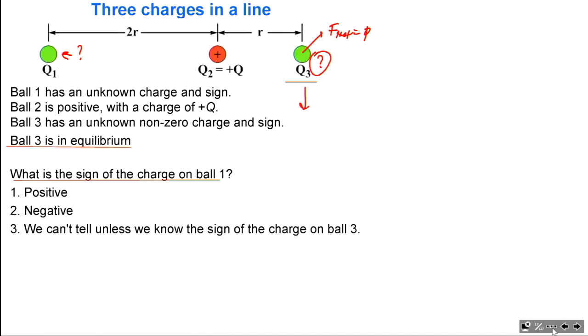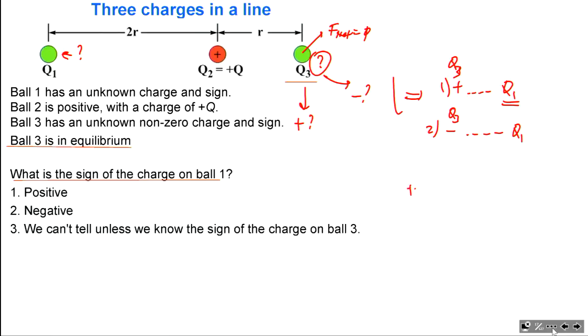Could it be positive? Yes, why not? Could it be negative? Yes, why not? We have no information. What does it mean? It means we have to explore both cases. First, we have to assume it's positive and then make a statement about charge number 1. Then we have to assume Q3 is negative, and make a statement again about the charge number 1 and see if it makes any difference. So that's the strategy. Now let's apply that strategy.